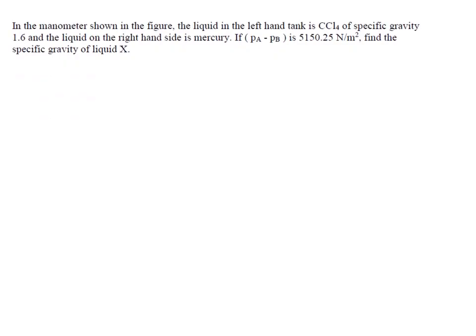So again, in the manometer shown in the figure, the liquid in the left hand tank is carbon tetrachloride of specific gravity 1.6, and the liquid on the right hand side is mercury. If the pressure difference is 5150.25 Newton per meter square, you have to find the specific gravity of the liquid.